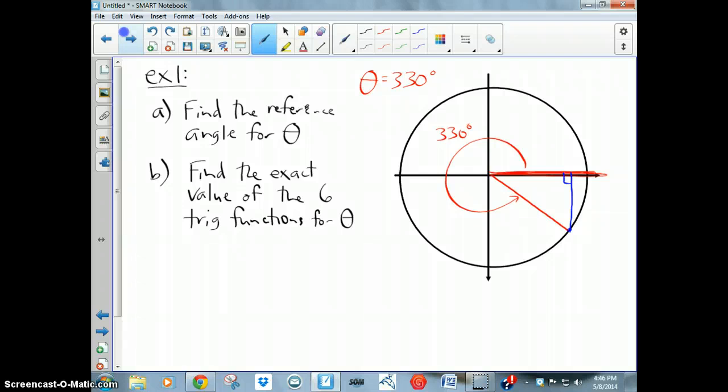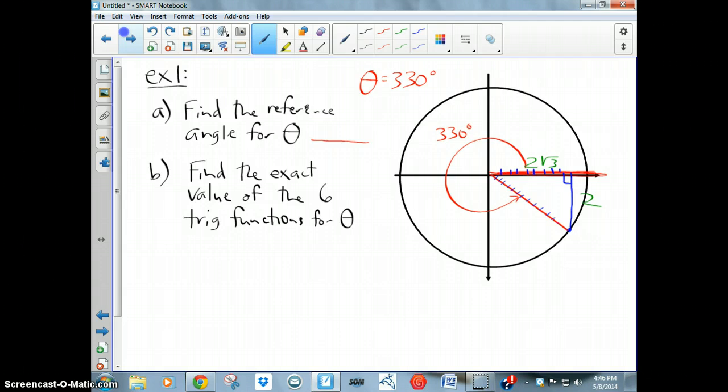And I'm going to tell you that the blue line is 2 units long and the red line is 2 square roots of 3. Question number A. Find the reference angle for theta. Well, theta has to be the angle between the initial side, which I'm highlighting in blue, and the terminal side, which is what is in red.